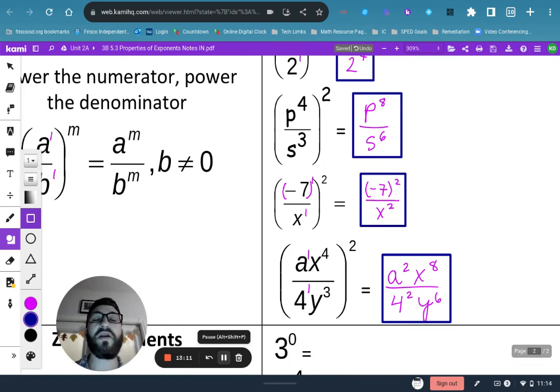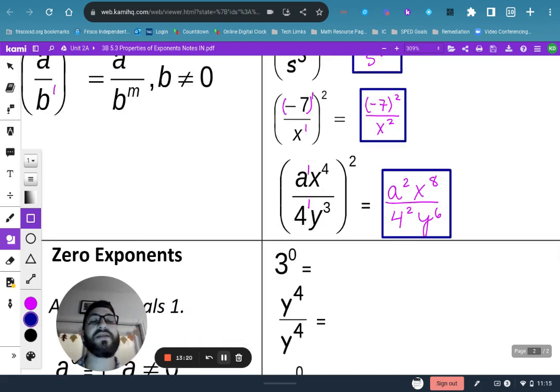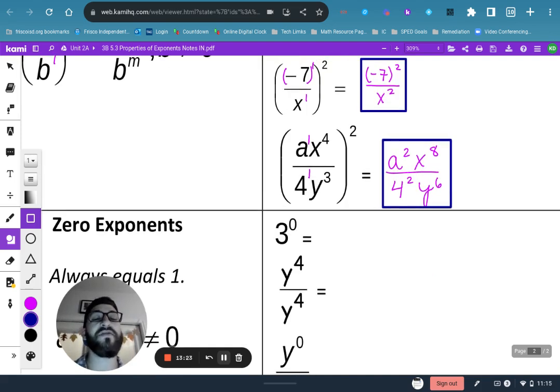All right, so p to the fourth over s cubed, parentheses squared. Distribute that 2, multiply, so p to the eighth and s to the sixth. And then last one, a to the first, x to the fourth over 4 to the first, y cubed, all parentheses squared, so multiplying everything by 2: a squared, x to the eighth, 4 squared, and y to the sixth. So hopefully relatively straightforward still for you.